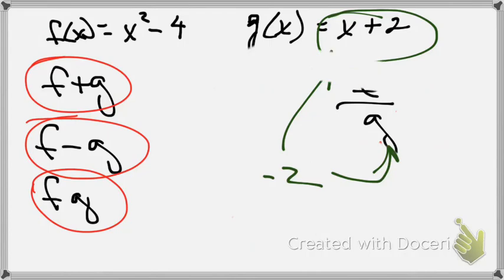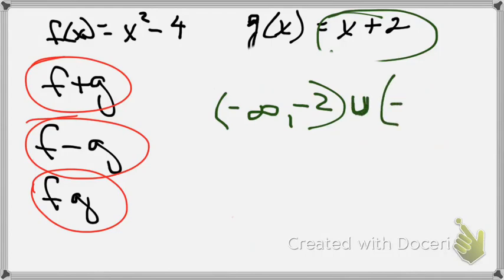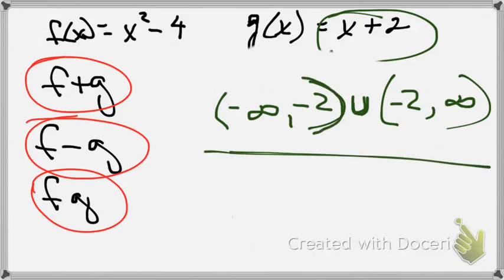Which means that instead of us writing for a domain all real numbers, we have to do negative infinity to negative 2 union negative 2 to positive infinity. We have to say that we are not counting negative 2 in our answer. Okay? And that's what this means. Because of the round parenthesis on negative 2, we're saying we're not including negative 2 in our domain.